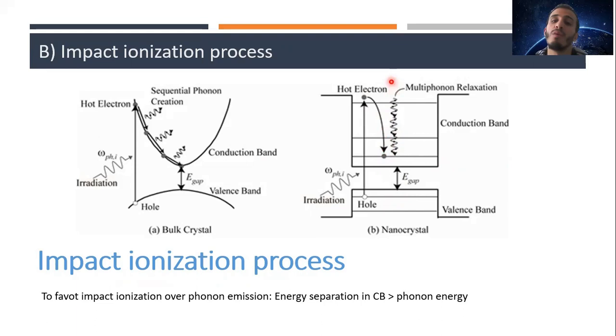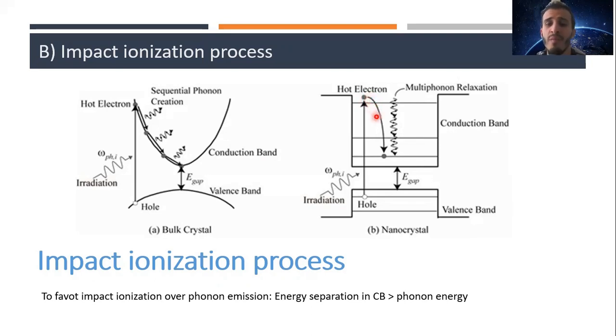So you might say, hey, the hot electron should thermalize. We should have phonons. Yes, you are right. For example, in the bulk, since the energy separation between the states in the conduction band is smaller than the phonon energy, the hot electrons will thermalize and emit phonons. However, with the quantum dots, these energy separations are tunable. We can change them just by changing the size. So if we can make the energy separation higher than the phonon energy, we will favor the impact ionization process instead of the thermalization process.